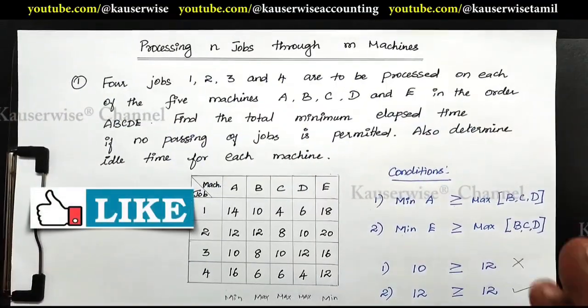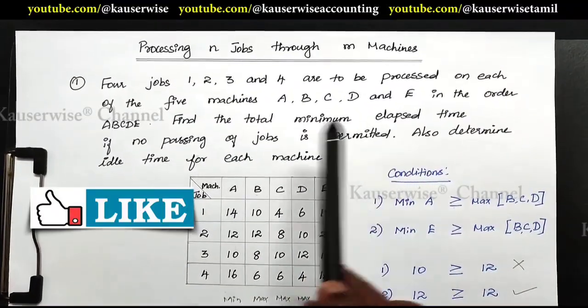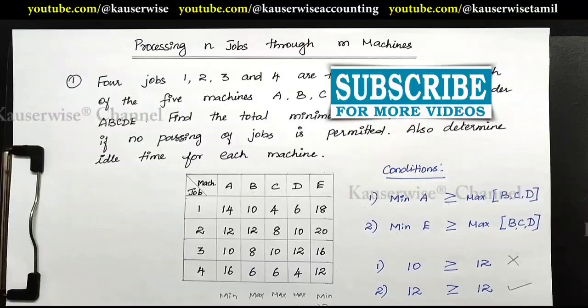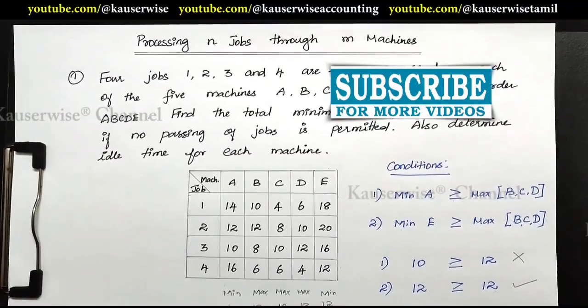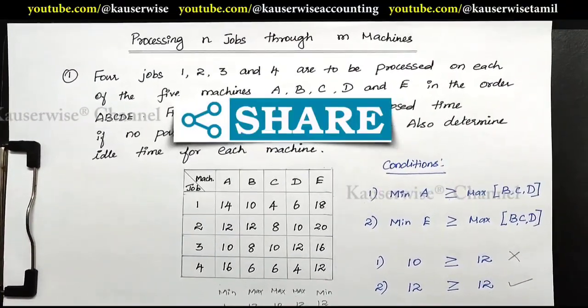Look at the problem. So far we have seen the calculation of total minimum elapsed time and idle time for each machine. In the next video we are going to see the second case, that is, if both the conditions are not satisfied, then how to solve the problem?